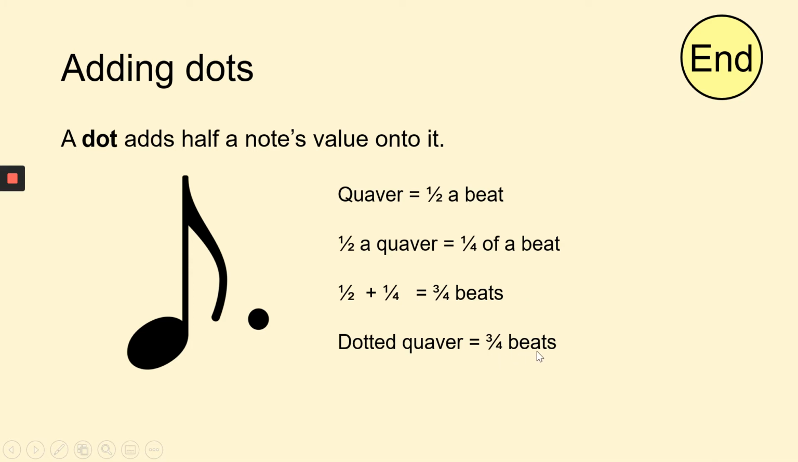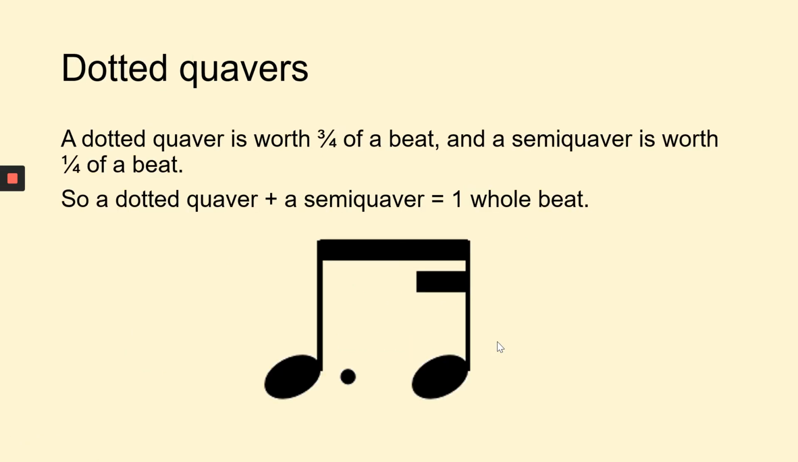Now again, in music, we like to have whole numbers. Being able to remember exactly how long 3/4 of a beat is would be really, really tricky. So we combine it with a semiquaver. This is because a dotted quaver is worth 3/4, and a semiquaver is worth 1/4, and 3/4 plus 1/4 equals 1 whole beat. So what does it sound like?